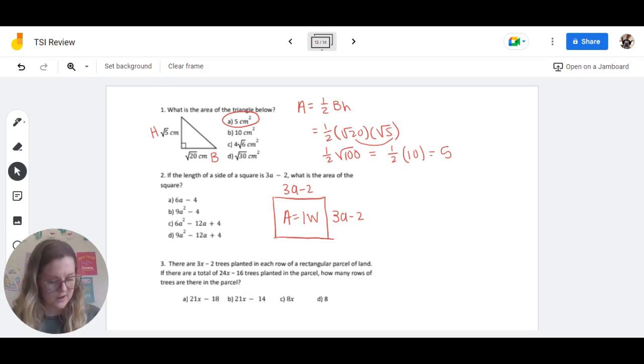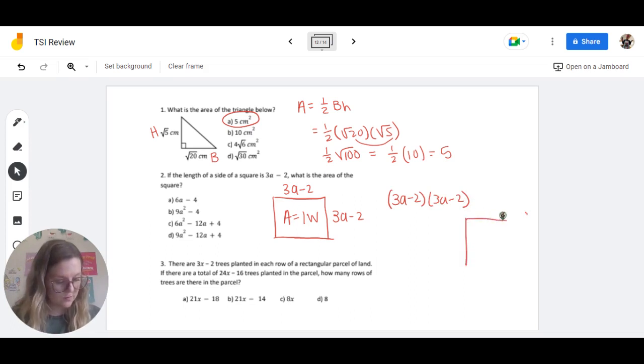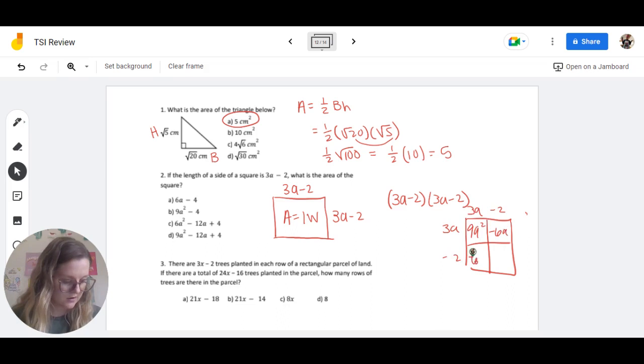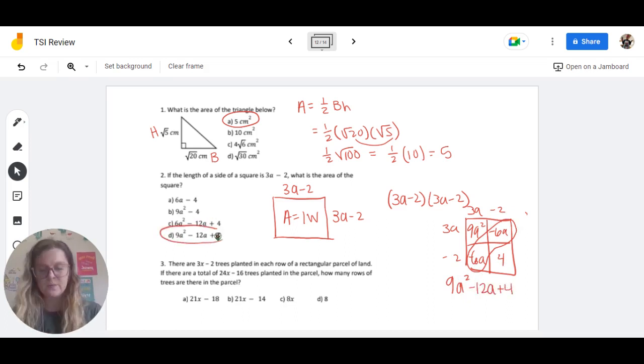So I'm going to multiply 3a minus 2 times another 3a minus 2. And then remember, for this one we either need to FOIL or do the box method. So we're going to do our box. I'm going to put 3a minus 2 on top and on the side. 3a times 3a is 9a squared. This gives me negative 6a, another negative 6a, and a positive 4. I can combine my like terms. So I have 9a squared. Be careful here. Negative 6a plus another negative 6a is negative 12a plus 4. So my answer choice here is D.